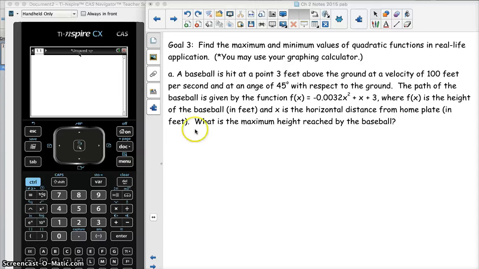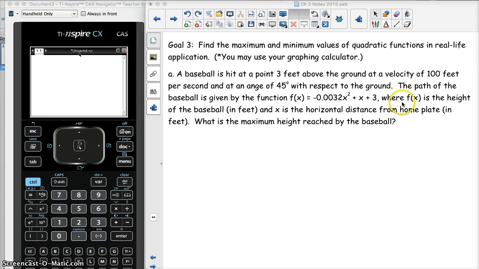Let's take a look at using our graphing calculator to solve an application of quadratic functions. Let's read the problem. A baseball is hit at a point 3 feet above the ground at a velocity of 100 feet per second and at an angle of 45 degrees with respect to the ground. The path of the baseball is given by the following function, and this is generated from the information that was given. I will not ask you to generate the function.